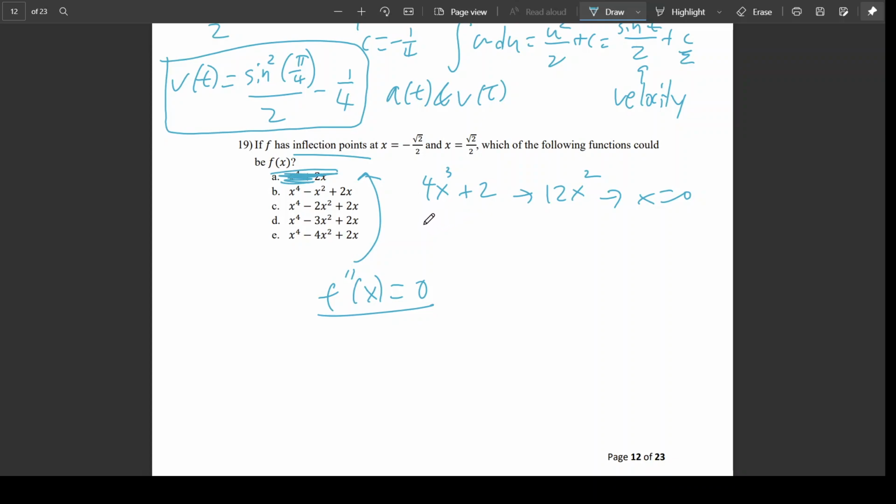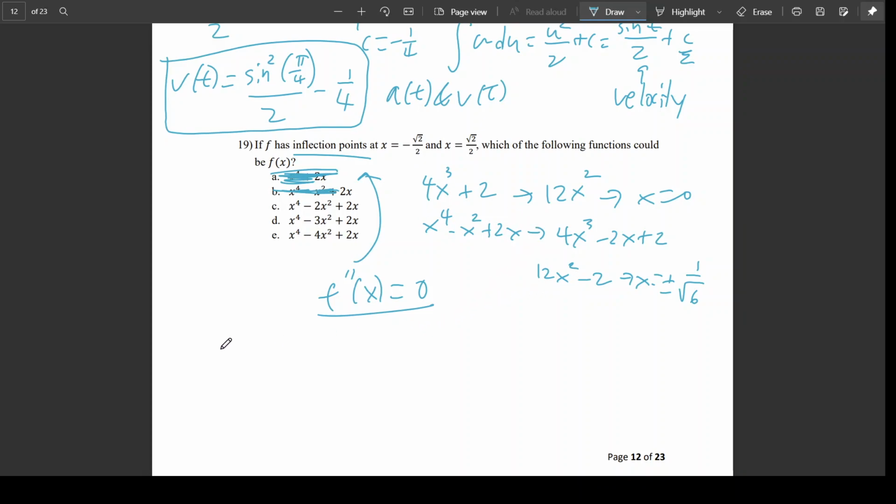Option B, x to the fourth minus x squared plus 2x. We take the derivative, we get 4x cubed minus 2x plus 2. Take the next derivative, we get 12x squared minus 2. And if we set this equal to 0, you're going to get that x is equal to plus or minus 1 over square root of 6, and that's not equal to this. So the second derivative is not equal to 0 at these points. So option B is out.